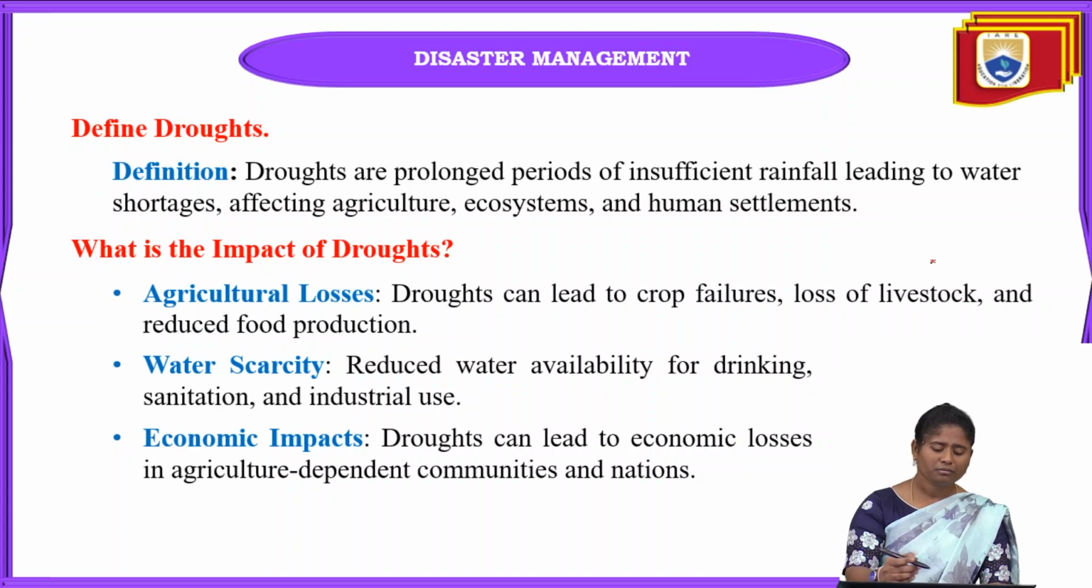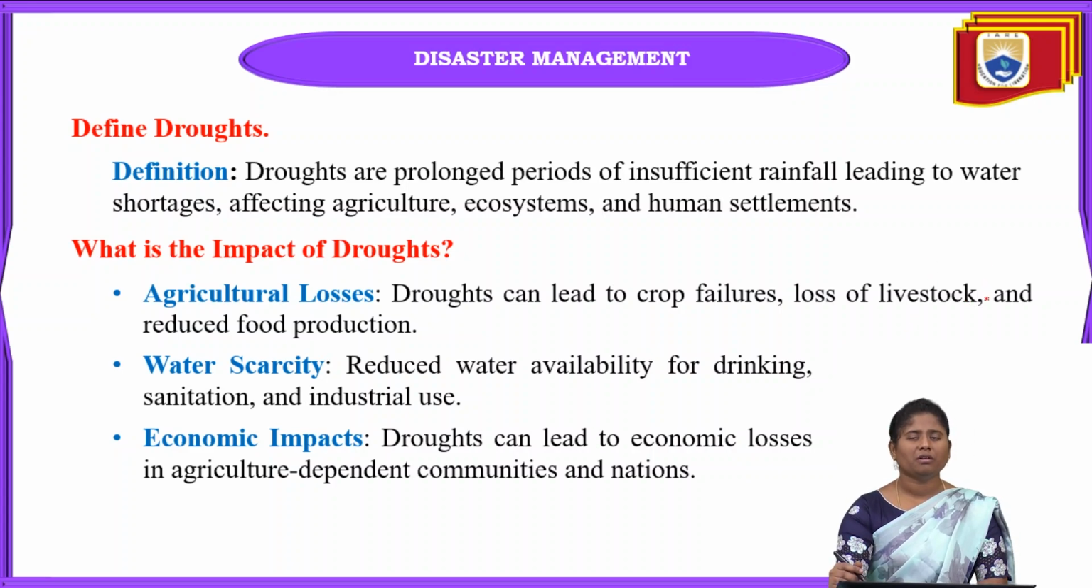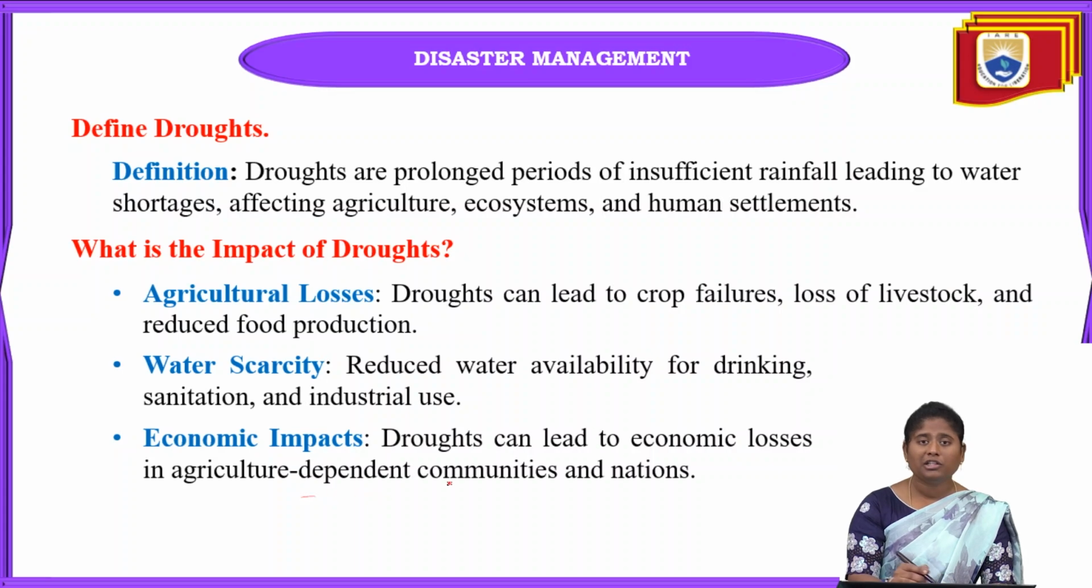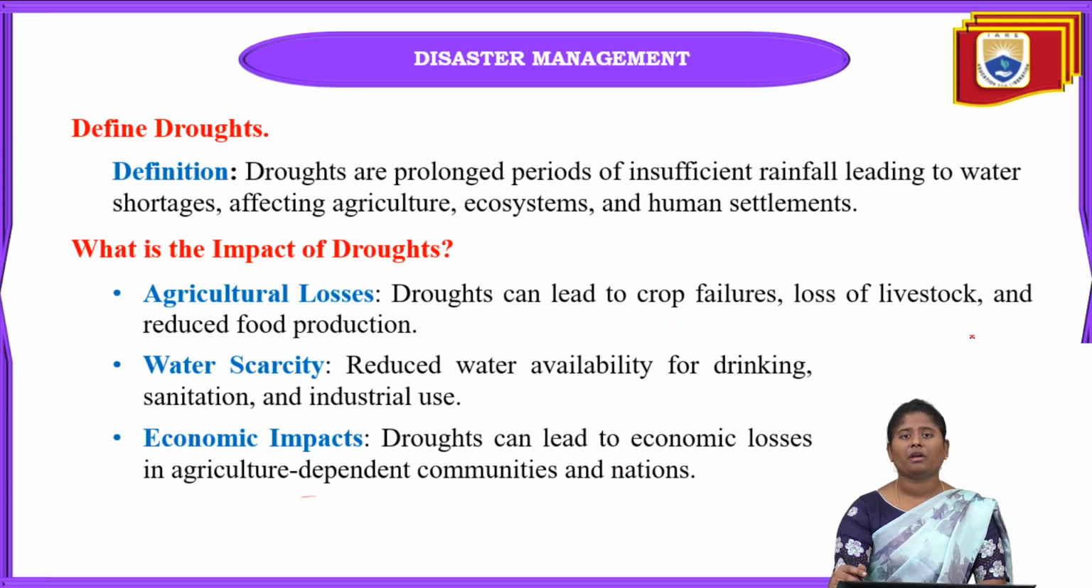Next one is economic dependence. These droughts also cause economic losses in agriculture and in agriculture-dependent nations and communities. Overall, in our India also, some percent of us depend on agriculture only. If droughts occur, that will be a big impact on agricultural crop growth, which also leads towards the loss of economy for our country.